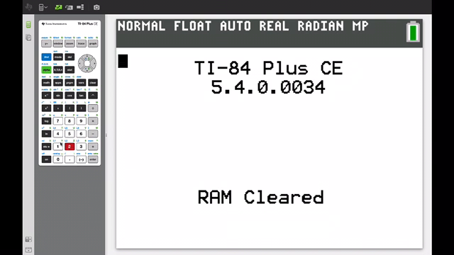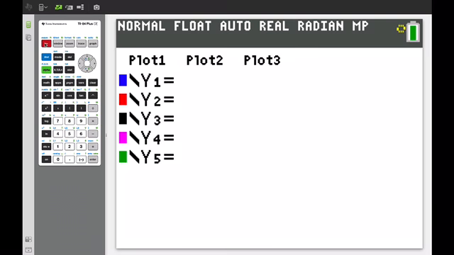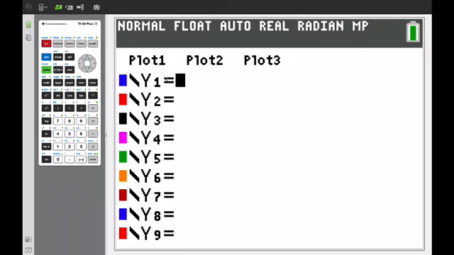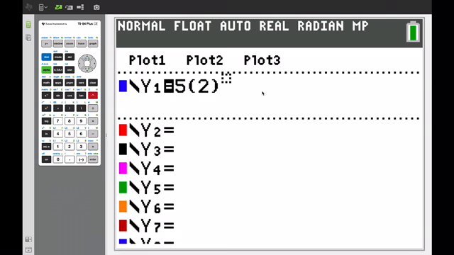Now I'm going to go to step number 2, and it says press Y equals. There's a key in the upper left that says Y equals, and I'm going to press that. Now this is the Y equals menu, and this is set up to accept a bunch of different equations. The calculator that I'm showing you is a TI-84 Plus color edition, and that's nice for me to show you because it's got the different colors. We're going to just do a couple of things here today. In step 3, enter your equation. So I'm going to type 5, and then parentheses, 2, close your parentheses, to the power of. Now in my calculator, the exponent comes up.